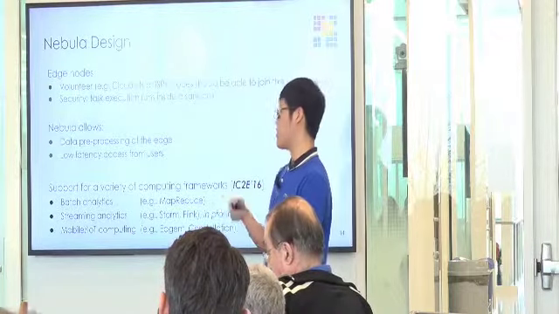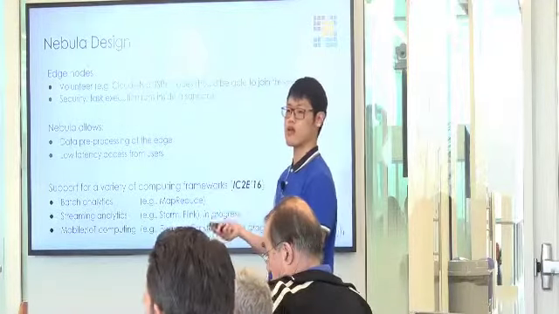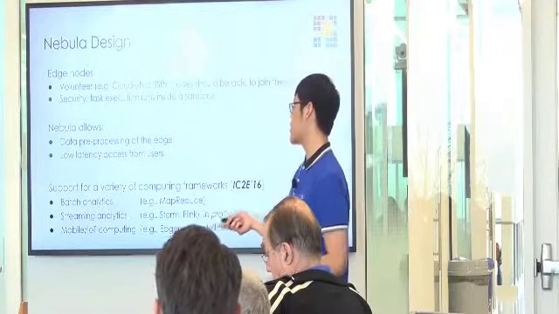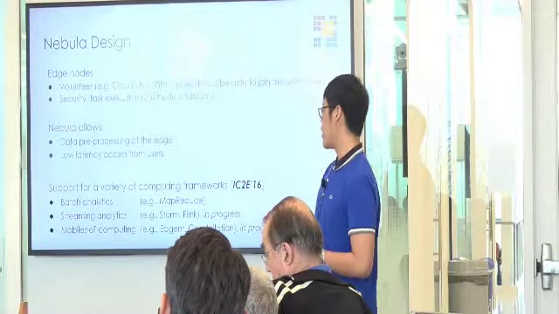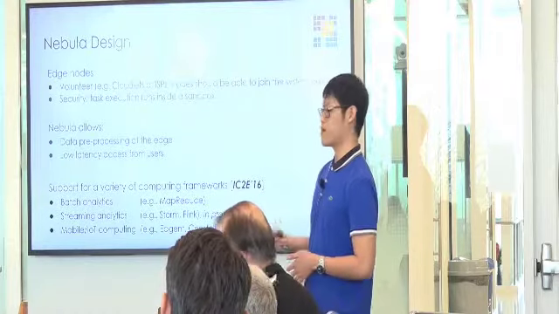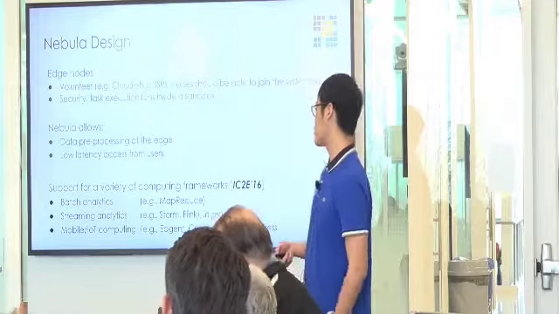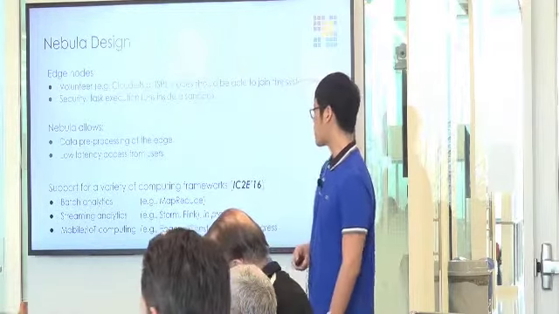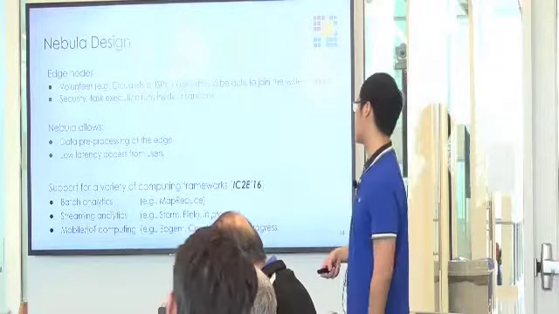By having these dispersed machines around the world, Nebula allows data processing at the edge, just like what we saw in the previous example. And it also allows users to access their data with low latency, because we can store files close to where the user frequently accesses them. And we also add support to allow multiple computing frameworks to be ported easily to Nebula.